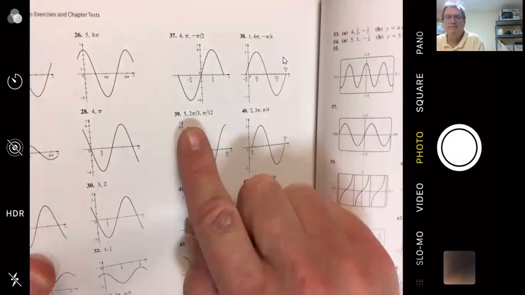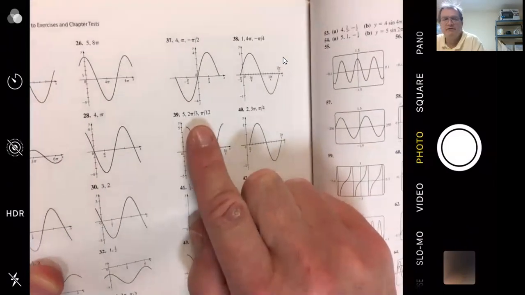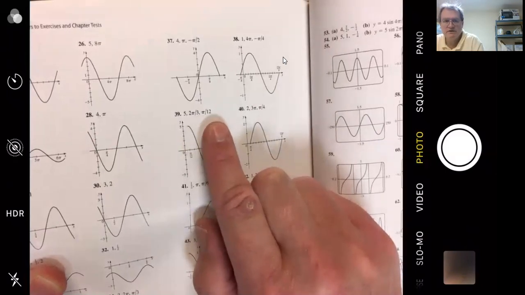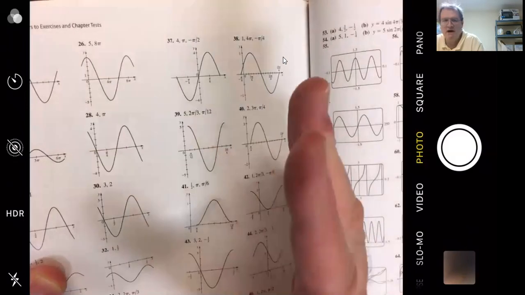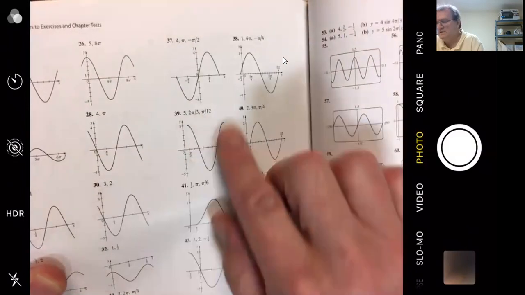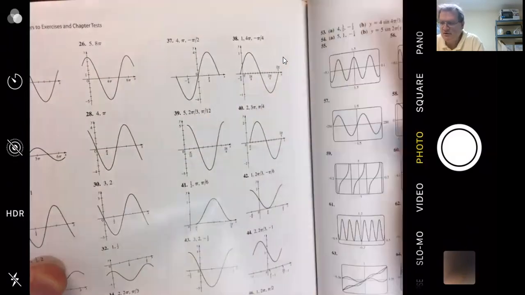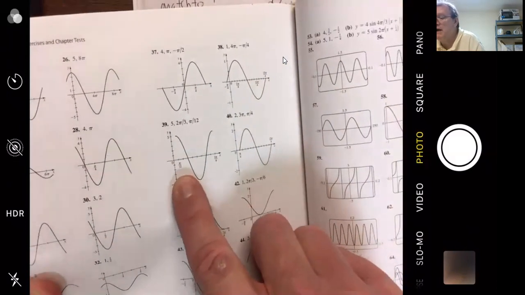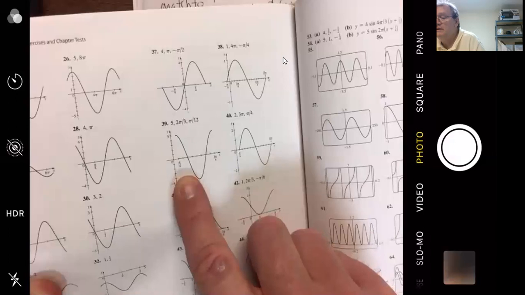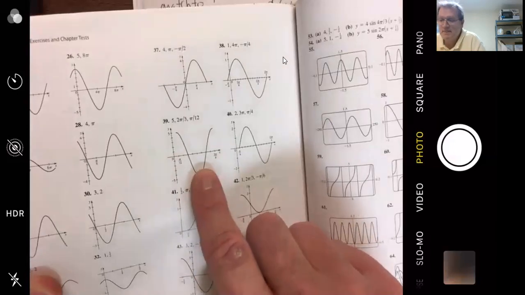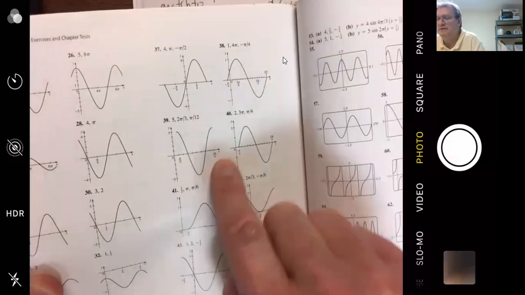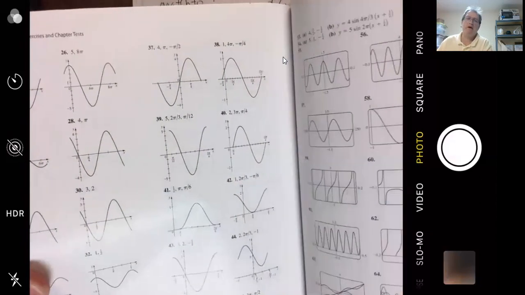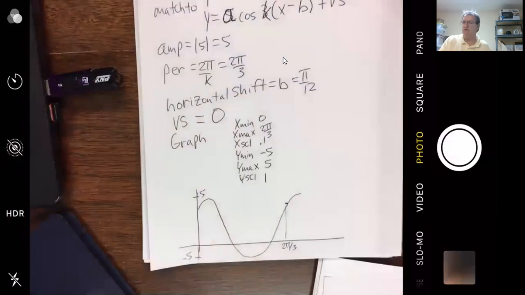Okay, 5 is the amplitude. 2 pi over 3 was the period. Pi over 12 was the horizontal shift. It shifted by pi over 12. It doesn't list 0 for the vertical shift. There is no vertical shift. Notice it's using a scale of pi over 12. So yeah, they did it right from peak to peak. So those exact details don't matter that much.